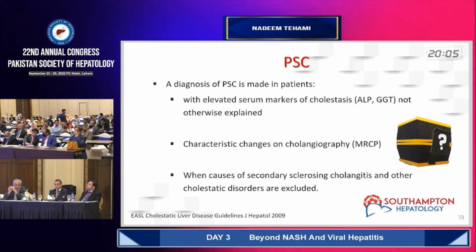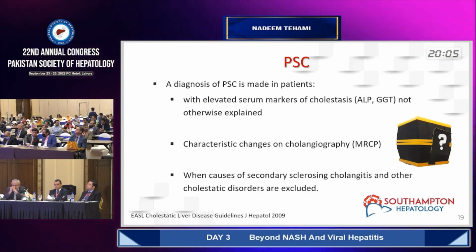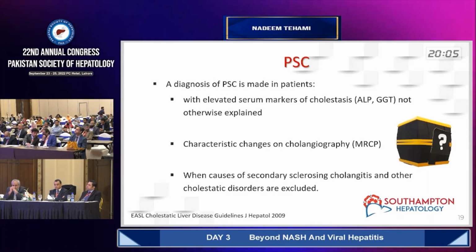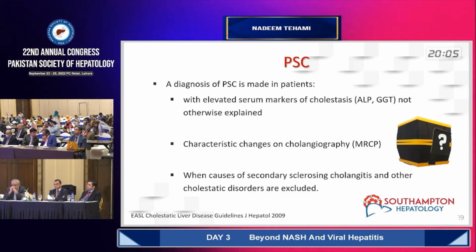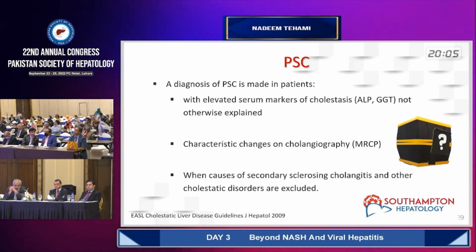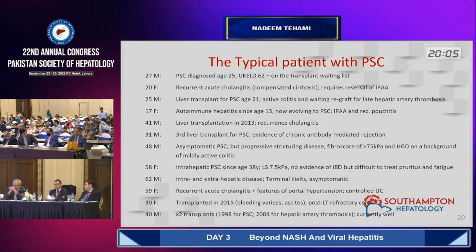Moving on to PSC, which is regarded as a black box in the world of hepatology. We diagnose patients who have cholestatic liver enzymes unexplained by other etiology. Patients may have characteristic changes on MR cholangiogram, such as beading appearance of the ducts, and when we have ruled out the secondary causes of sclerosing cholangitis.